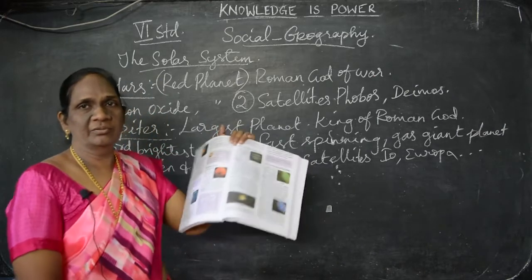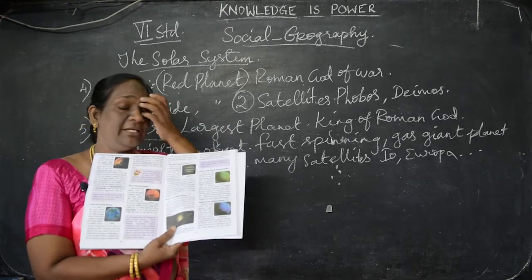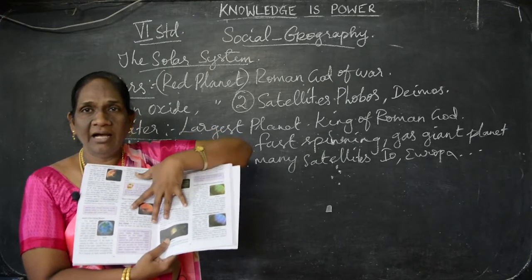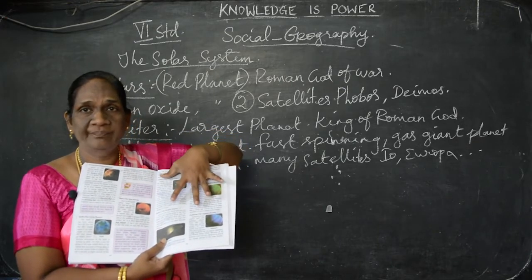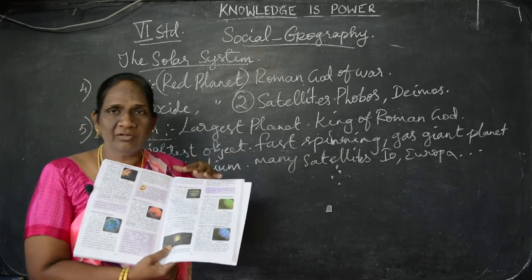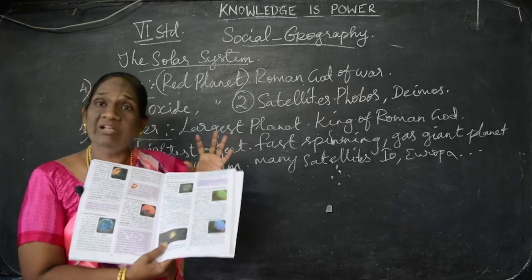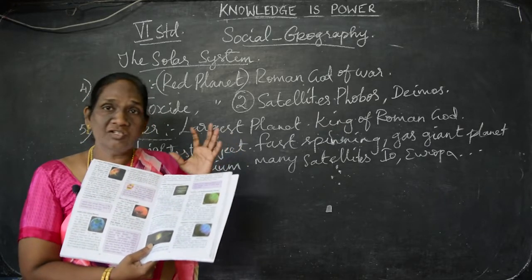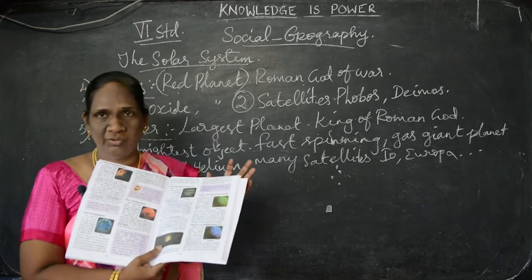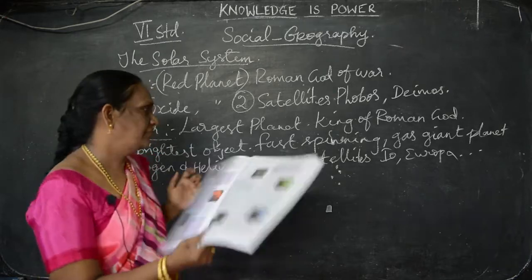Children, I told you, often I am telling you to buy the books, then only it will be easy for you to learn. Here you can have the pictures also. While you are coming to school, in regular classes, I'll draw it on the board, and also we'll have the pictures. I'll show the pictures of the planets. I'll show you the globe also. Understand, children? In this you can see the picture.